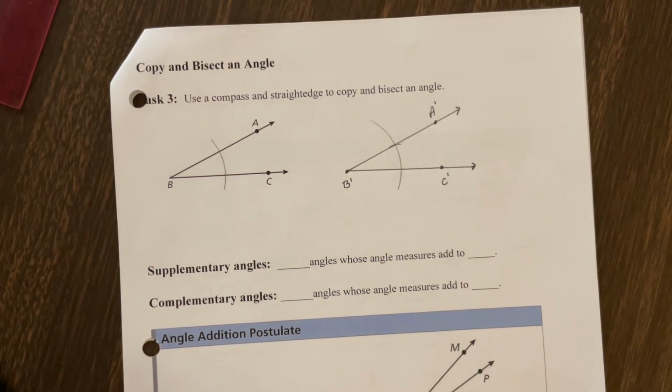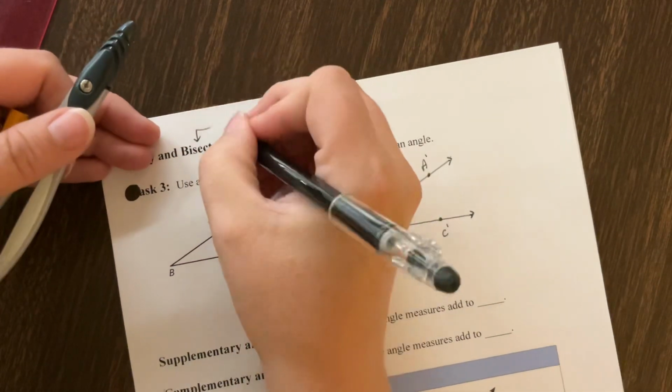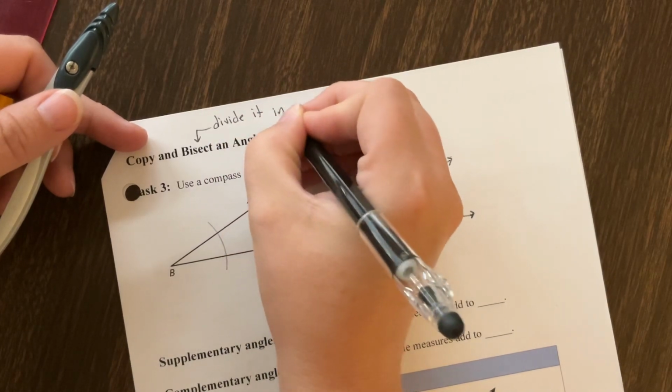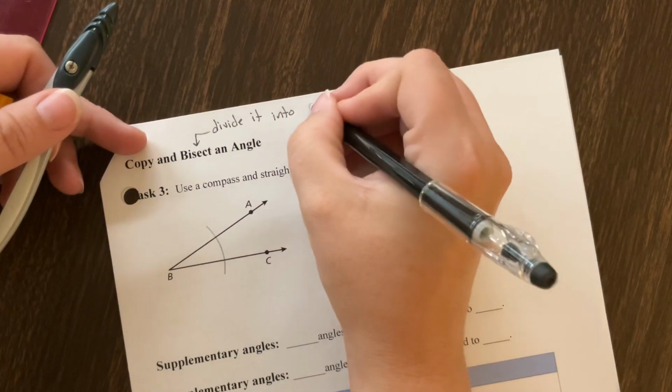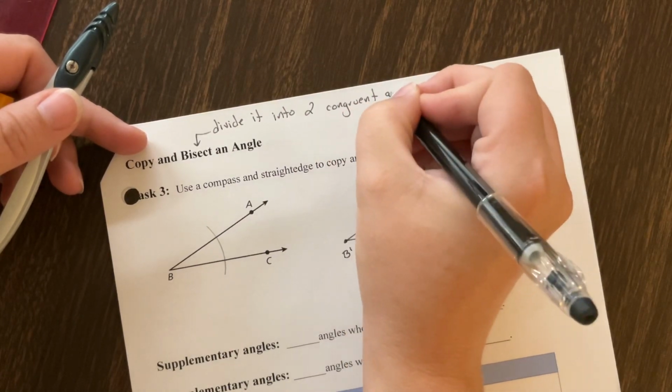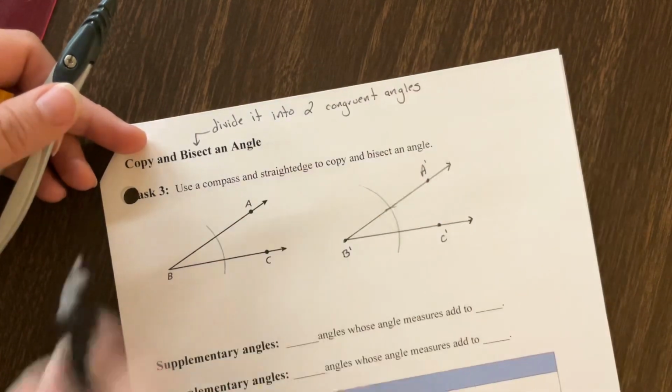I have no idea what measure that is. I don't know. I haven't measured it. Okay. So there it is. I copied that angle. Now we want to bisect an angle. Again, remember bisect means to basically divide it into two congruent angles. Basically, I want to cut this angle in half.